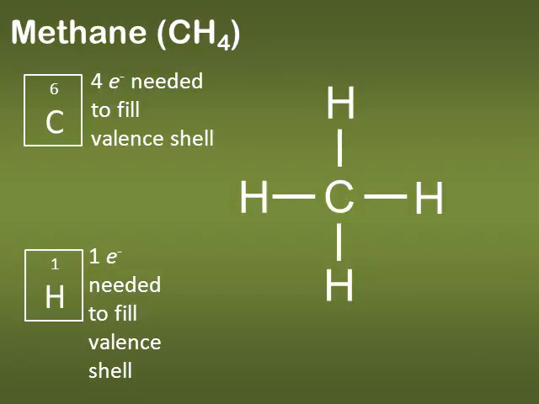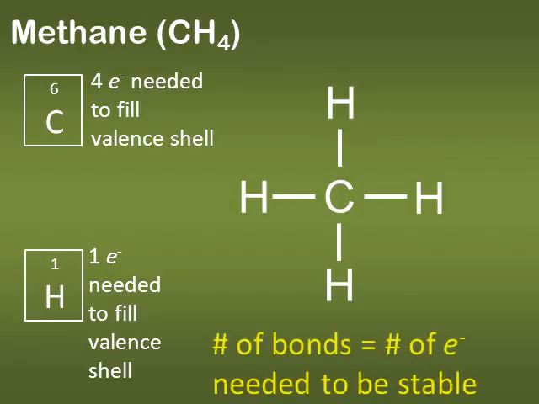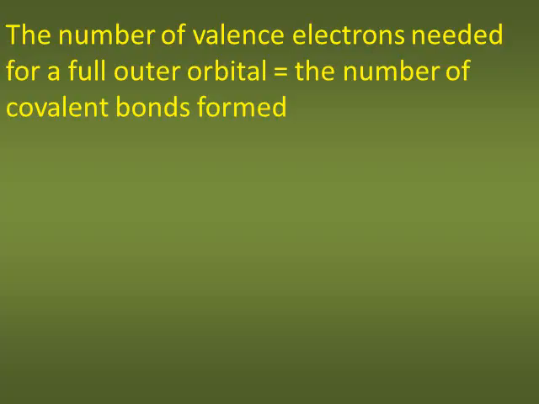And we see here that we've come up with a certain way to predict how many bonds each of these atoms will form. However many electrons are needed to fill that outer valence shell, that is how many bonds these atoms will form. So carbon needs 4 electrons, it makes 4 bonds. Hydrogen needs 1 electron, so each of these hydrogens has only 1 bond coming out of it. So restating that simple rule there at the top, the number of valence electrons that are needed by an atom to fill an outer orbital is the number of covalent bonds it will form.